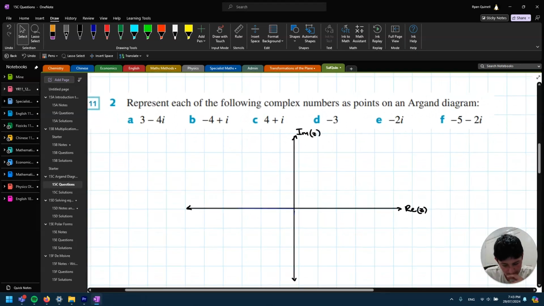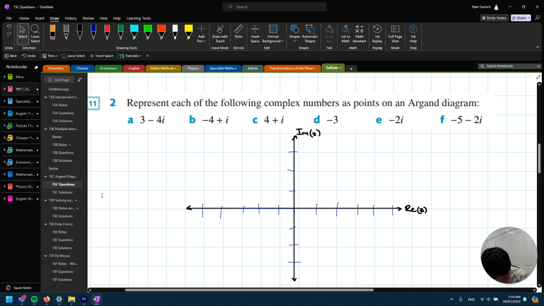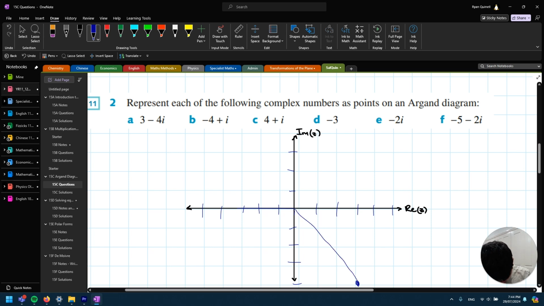Represent each of the following complex numbers as points on an Argand diagram. A: 3 minus 4i. We move 3 units to the right, then minus 4. We draw a straight line, and we call that A.